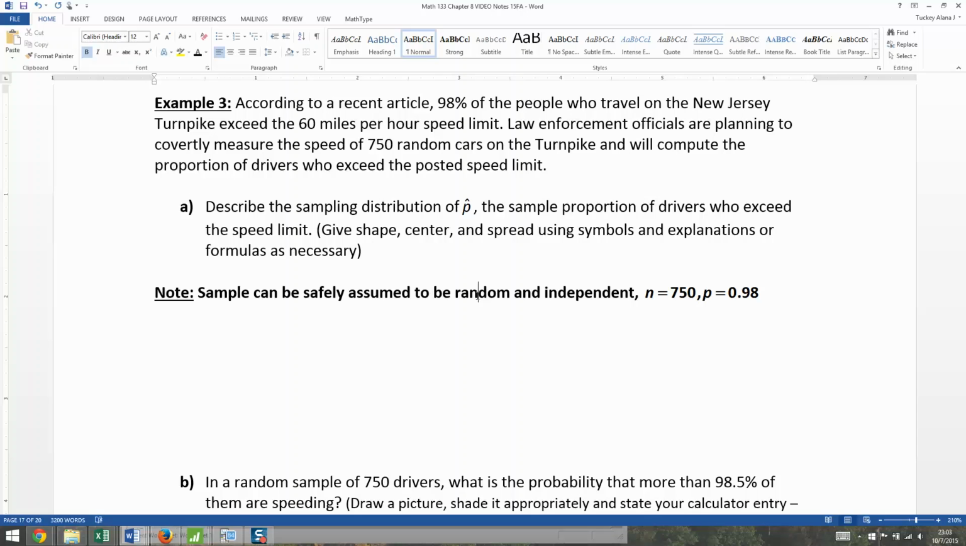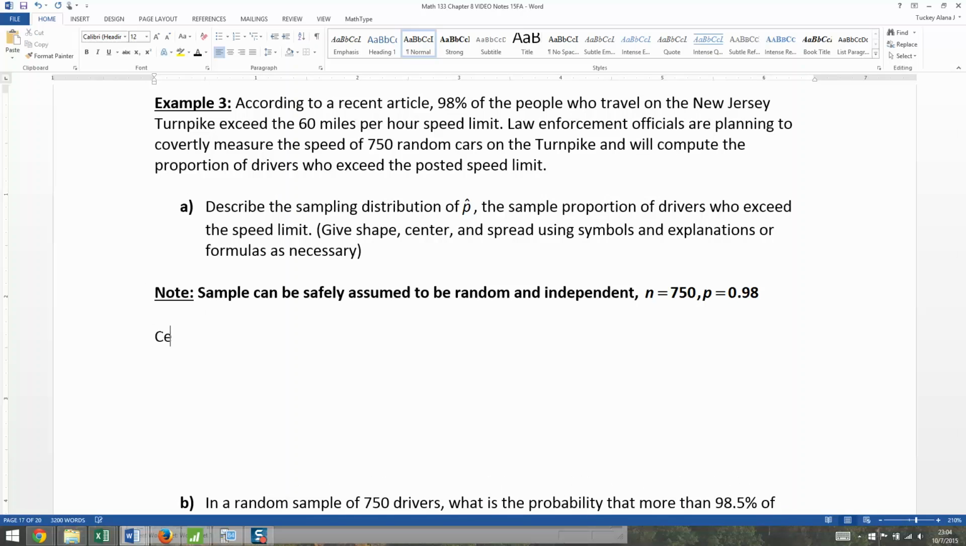So it's got the random, it's got the independent, right? Because one car speeding doesn't necessarily have a bearing on the other. We're just going to assume that that's true, even though one might argue that's not the case on the road, but we'll just leave it alone. And then n is 750, because it says 750 random cars. And then p is 0.98. That's your population assumed value. Assumed value for population proportion, I should say.